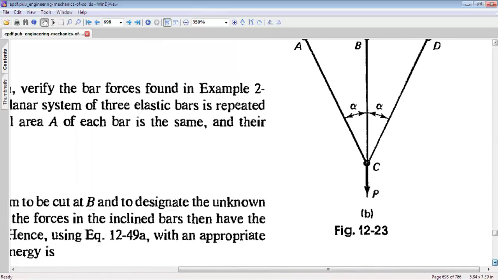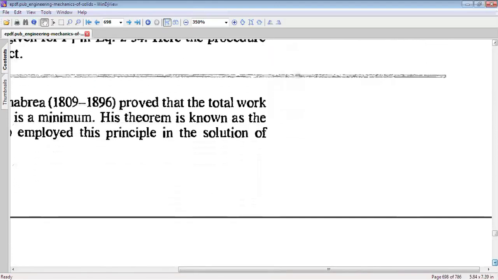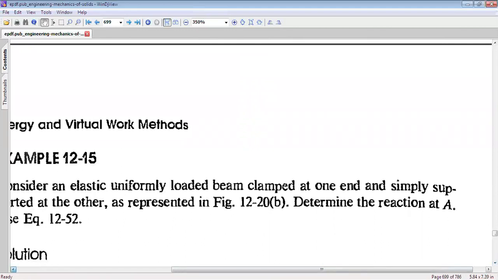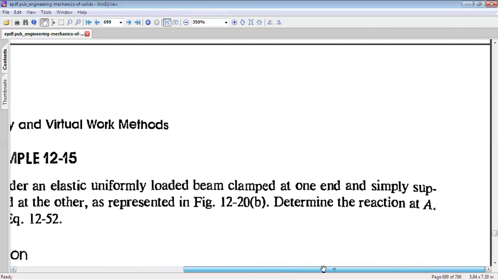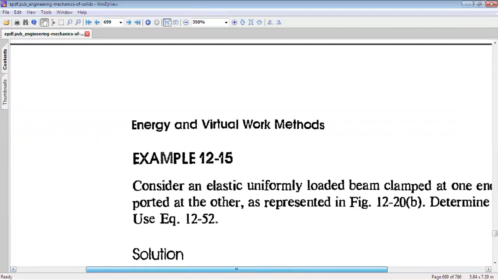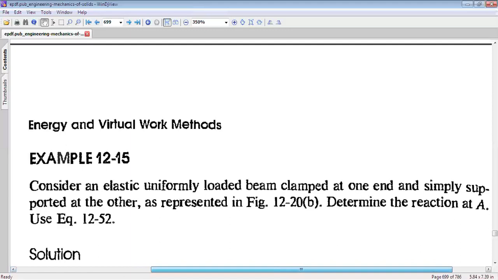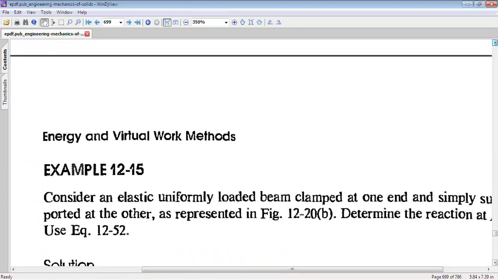Let us look at another example. Example 12.15. Consider an elastic, uniformly loaded beam clamped at one end and simply supported at the other, as represented in figure 12.20. Determine the reaction at A. So we have to find out reaction at A. Let us look at figure 12.20.